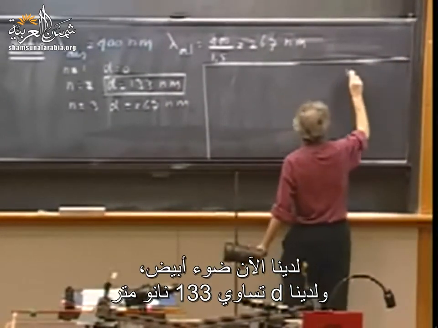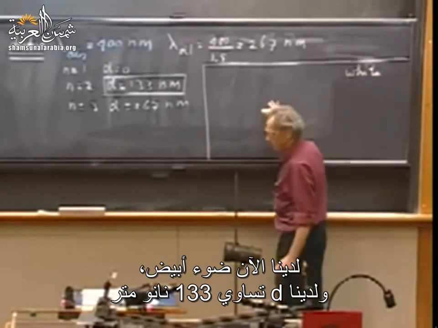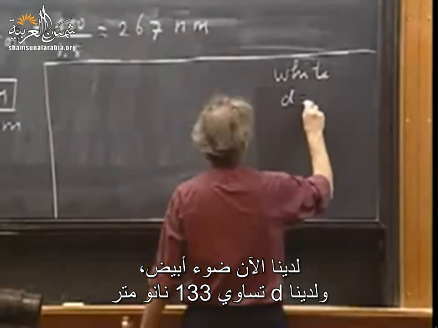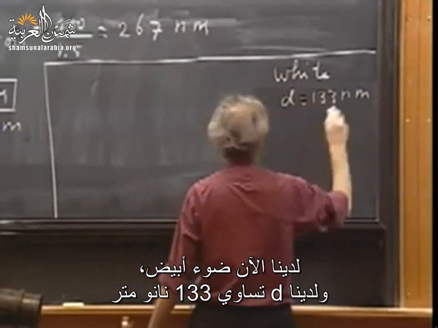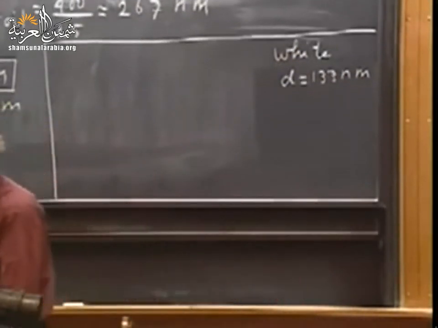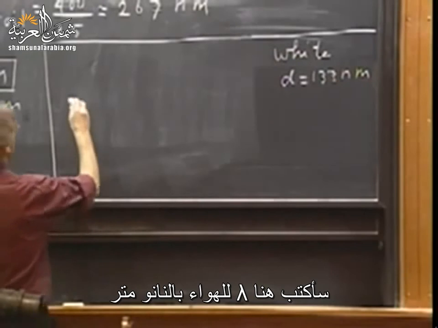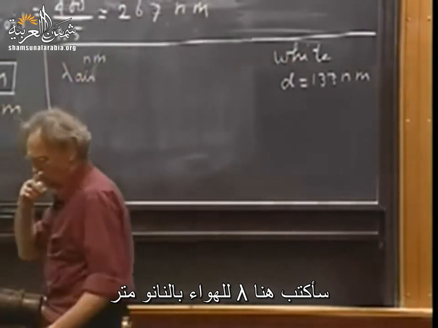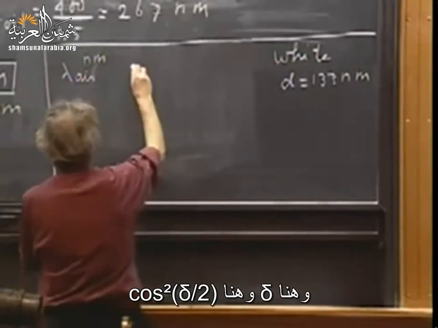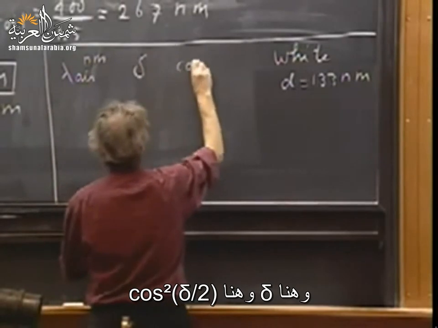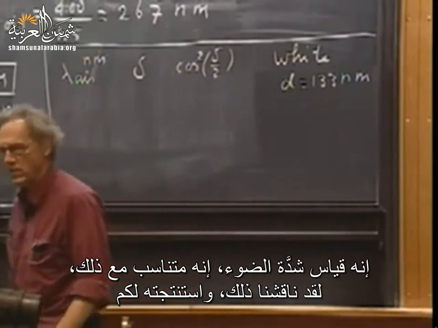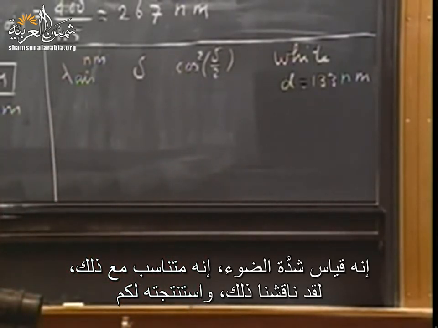So we now have white light. And we have d is 133 nanometers, so that is non-negotiable. D is 133 nanometers. I'm going to write here lambda air in nanometers. I'm going to write here delta. And I'm going to write here the cosine squared of delta over 2. That is a measure for the light intensity. It's proportional to that. We discussed that, and I showed that. I derived it for you.